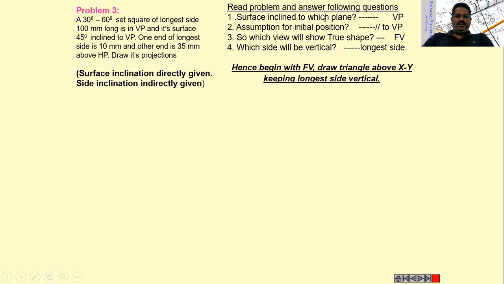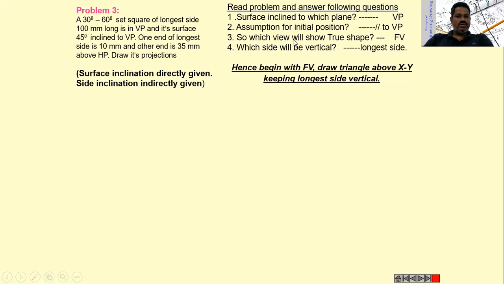Now sort out the conditions given in the problem. The surface is inclined to VP. So initially we need to assume that the set square is parallel to VP.